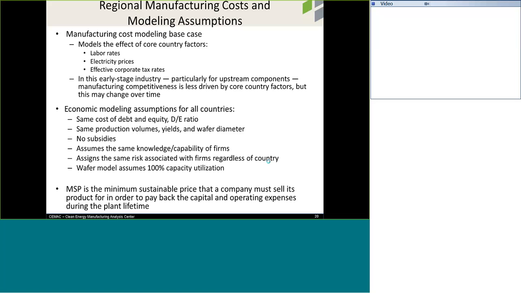We know that there is dominance in the United States with having, again, Cree, Dow Corning. We're assigning the same risk associated with firms regardless of the country of manufacturing. And for the wafer model, for the base case, we're assuming 100% capacity utilization. In our regional cost models, we determine the minimum sustainable price, the MSP, that a company is going to need to sell in order for it to pay back the capital and operating expenses during the lifetime of the plant.